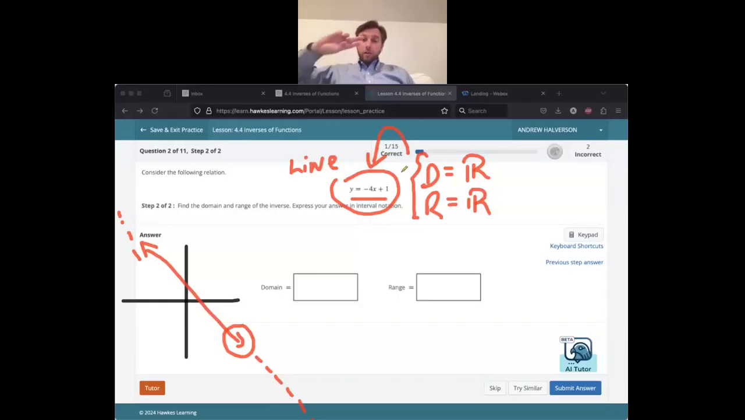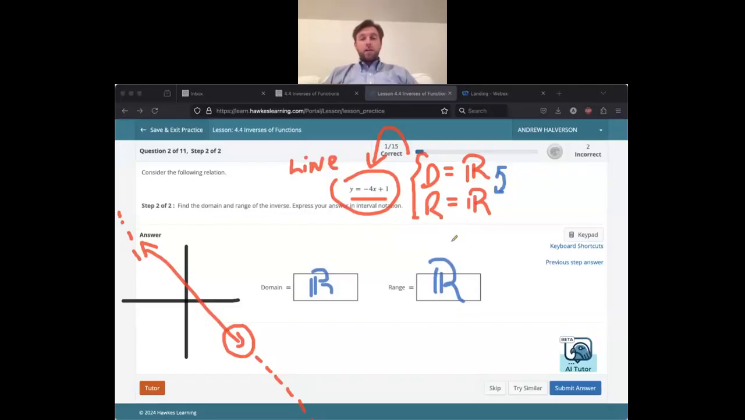For the inverse, you switch places. Fortunately, they're the same. So when you switch places with them, it still becomes all real numbers for both. But that's because the domain and the range were originally the same thing. The point is the process: you have to find the domain and the range of the original function and then switch them to get the domain and the range of the inverse function. That's the takeaway.